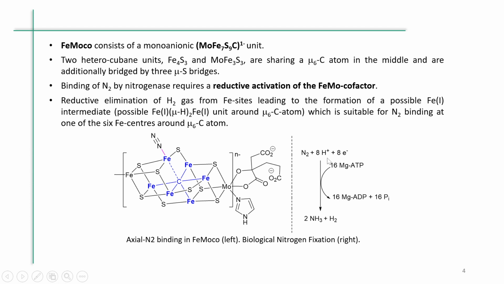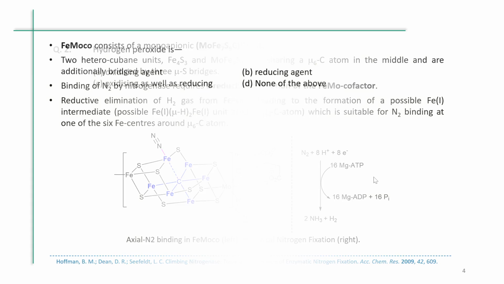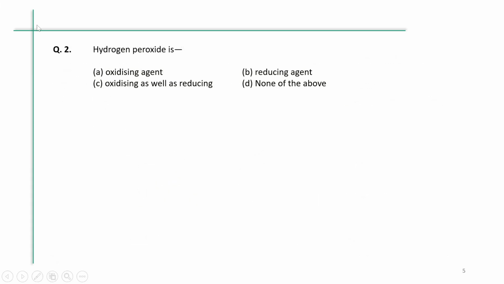Then this nitrogen, in presence of mild proton source and 1 electron, will be converted to ammonia and hydrogen will be liberated. This process takes ATP to ADP conversion, and energy will be supplied from there. This is the reference we can go through for detailed mechanistic study of nitrogen fixation by nitrogenase enzyme. Okay, second question is about hydrogen peroxide.